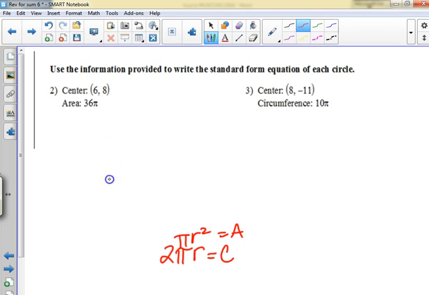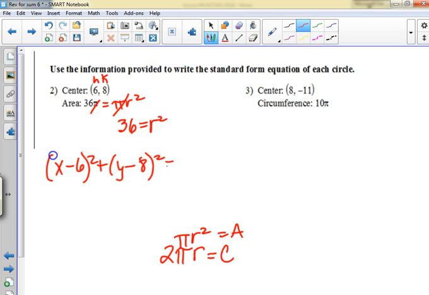Okay. So for this question, this is just h and k, and if area is pi r squared, we divide the pi off and we have r squared is, well, r is 6, yes. But in the end, we really only want r squared anyway, right? So x minus 6, quantity squared, plus y minus 8, quantity squared equals 36. Are we good?